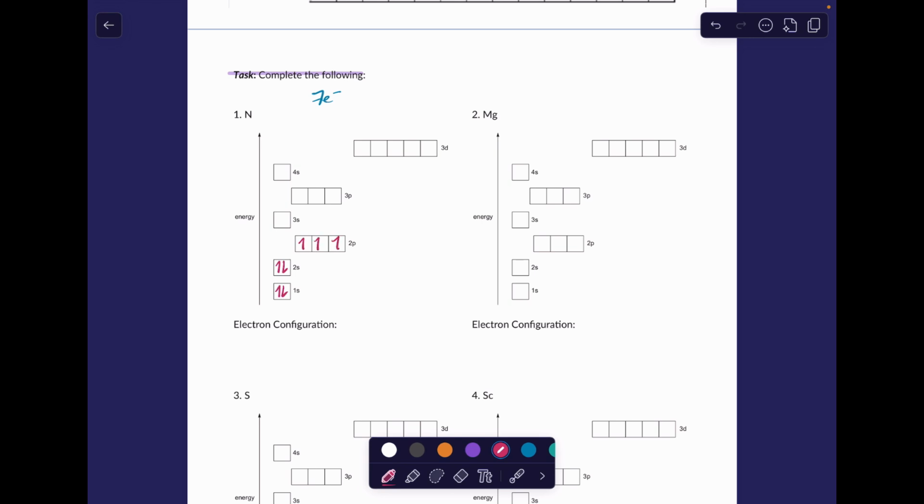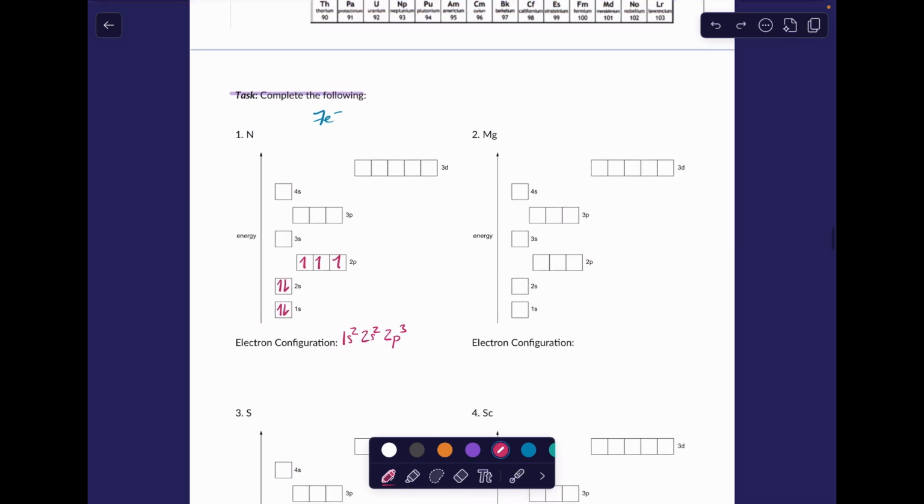Got 7 electrons there. Now the electron configuration for this, you've got 1s2, 2s2, and then here we have 2p3. And you can see in the 2 subshell, we have 5 electrons, but we've got 2s2 and then 3 in 2p. I would like you to do the same for magnesium.